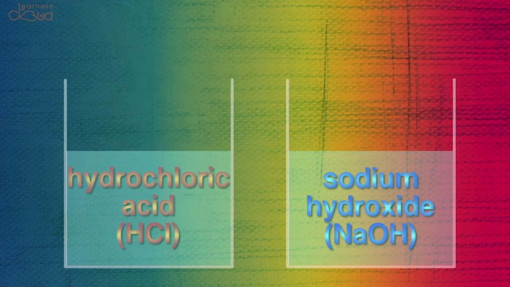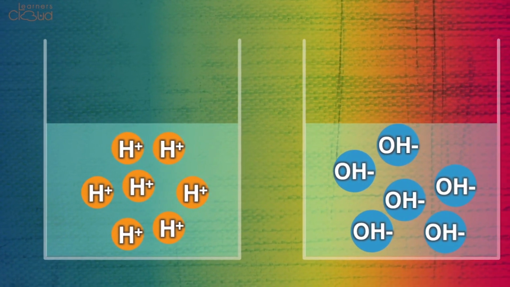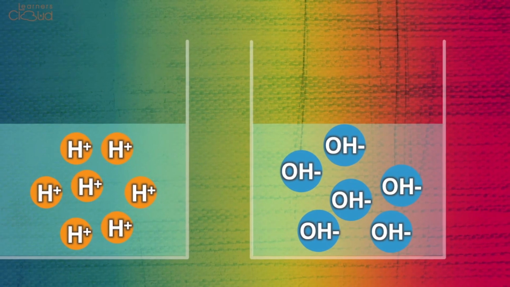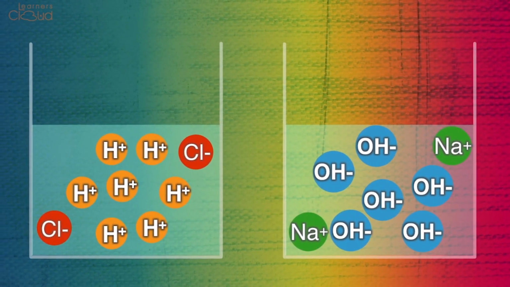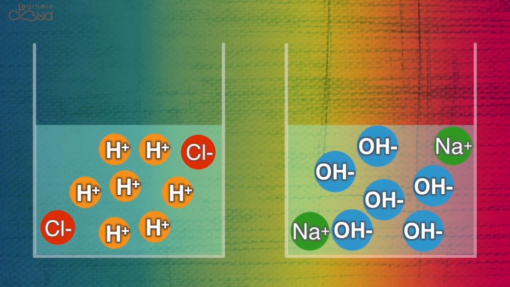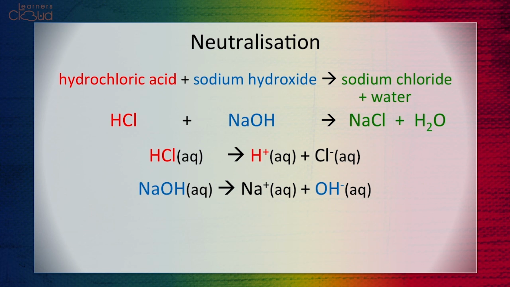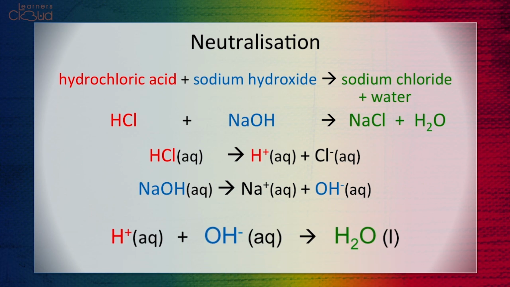When an acid or an alkali dissolves in water, the substance splits up to make hydrogen ions or hydroxide ions respectively. The other dissolved ion is a spectator ion because it's not involved in the reaction, and in this case they would be sodium ions and chloride ions. So during a neutralisation reaction, hydrogen ions react with hydroxide ions to produce water. The spectator ions stay dissolved in the solution. So we can remove them from the equation and summarise it as hydrogen plus hydroxide gives water.